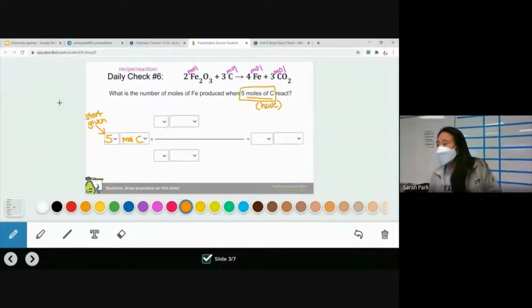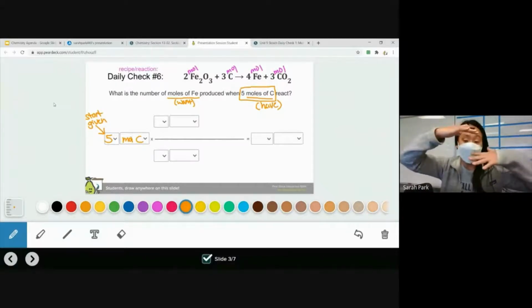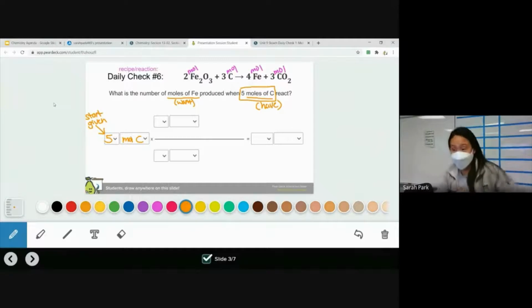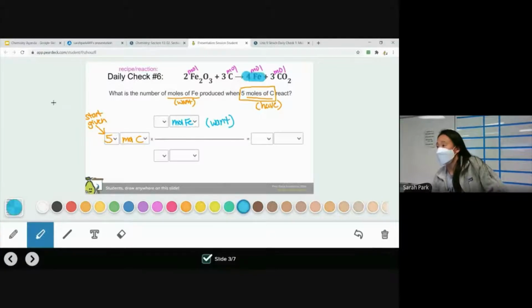Then you want to think about what you want. This is what you want. I want moles of iron. If this is what you want, then where does it go in your fraction? On top. So moles of iron has to be on top, right? Actually, sorry, I'm just going to color code this real quick. Moles of iron is what I want, right? So if I were to highlight this, that's this right here.